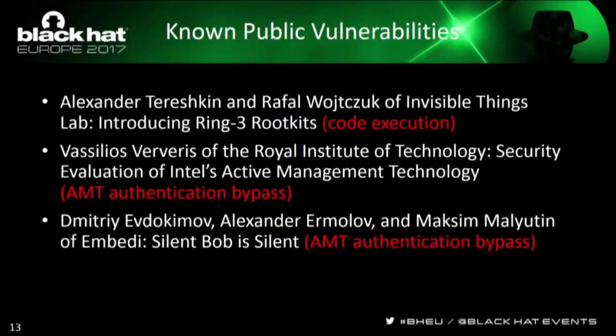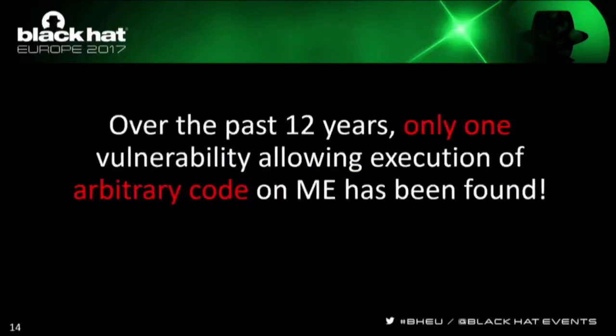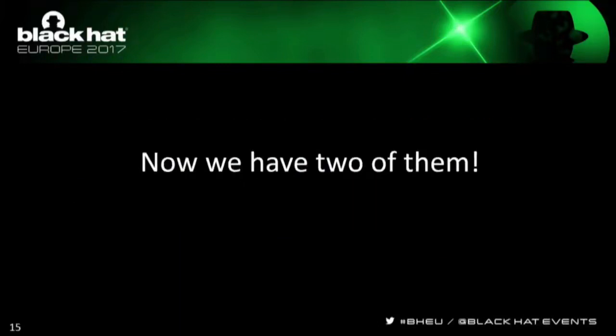The next one was AMT provisioning, and the last one, called Silent Bob is Silent, allowed AMT authentication bypass by a remote attacker. It was very dangerous, but didn't allow executing arbitrary code inside the Management Engine, and was resolved easily. So, until now, there is only one vulnerability that allows executing arbitrary code. But we found the second vulnerability.